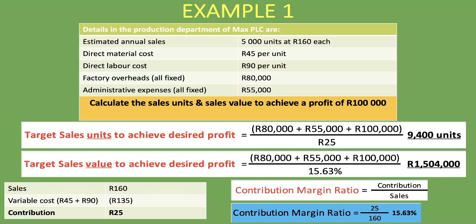What does that mean? It means for us to make a profit of 100,000 Rand, we need to be able to make a sale of 1,504,000 Rand. Now, like I said earlier on, another way you could get this 1,504,000 Rand is by taking the answer we got in calculating the sales units to achieve the desired profit of 9,400 units, and we multiply that by 160 Rand, which is the sales price per unit, and it will give you the exact same answer of 1,504,000 Rand. I hope this has made sense.